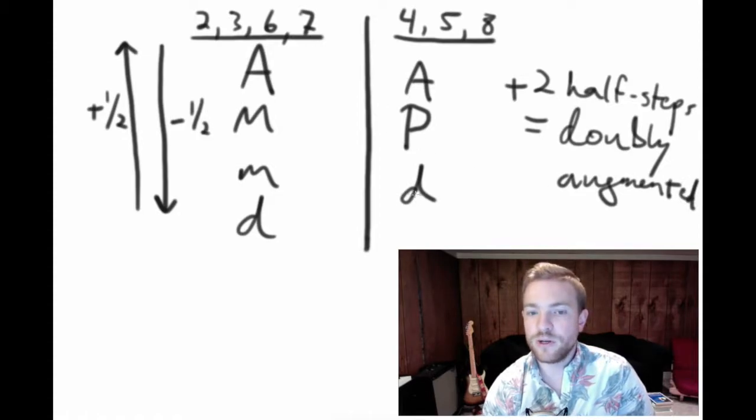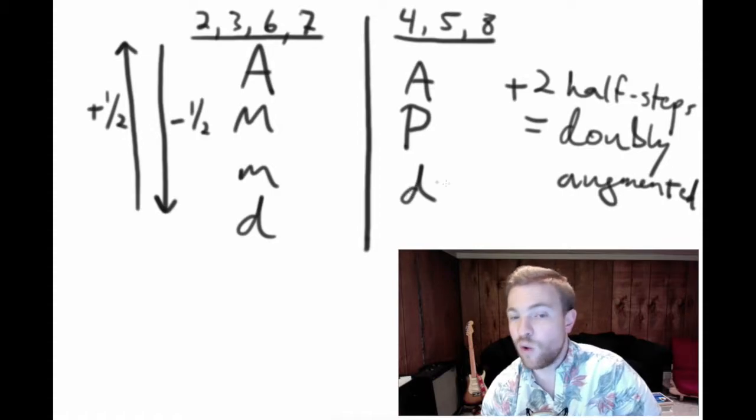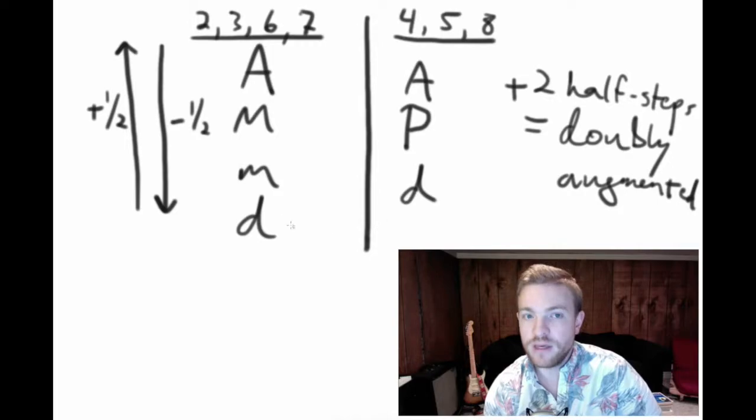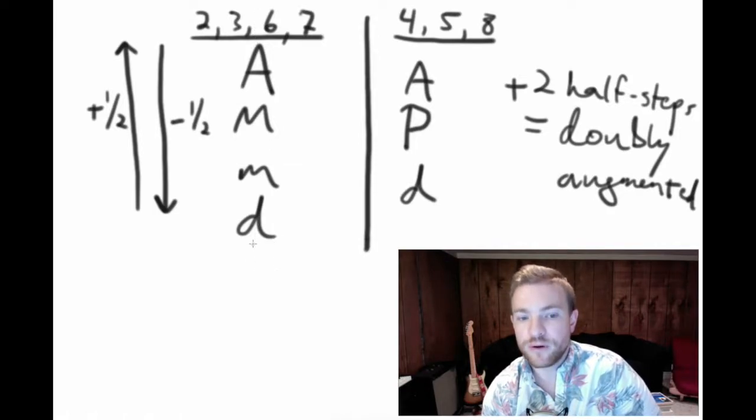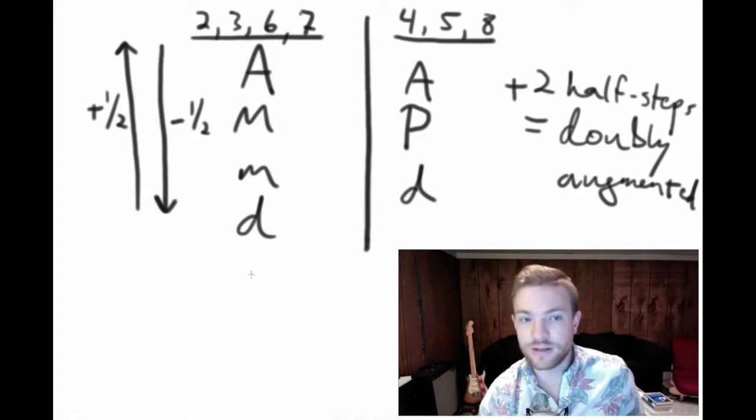And the same thing applies when you get all the way down here to diminished. If we're already at diminished and then we go one more half step shorter, that's just a doubly diminished, right? And that applies to both perfect intervals and major and minor intervals. If you go further up the chart than this, it's just doubly augmented. If you go further down the chart than this, it's just doubly diminished. And that's all there is to it.